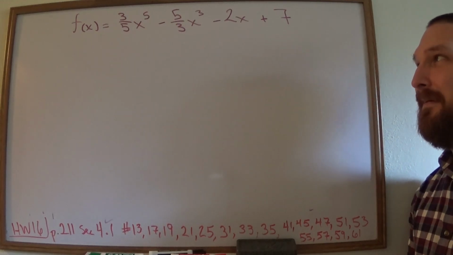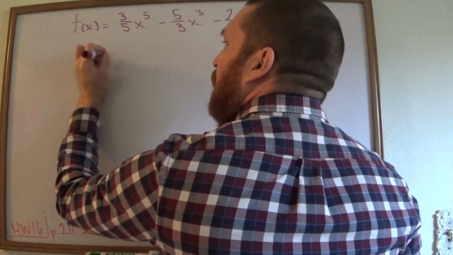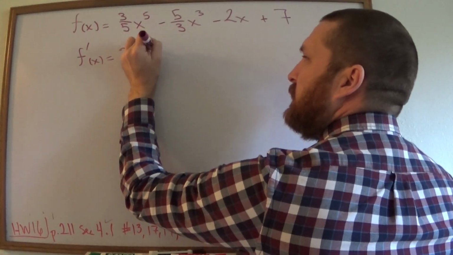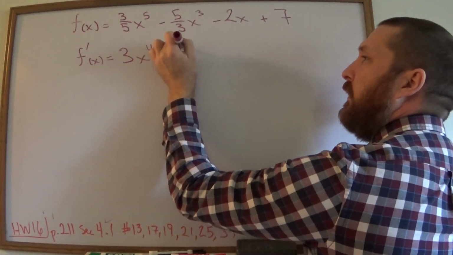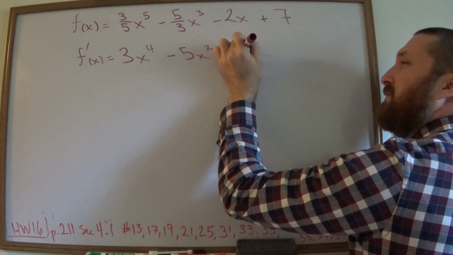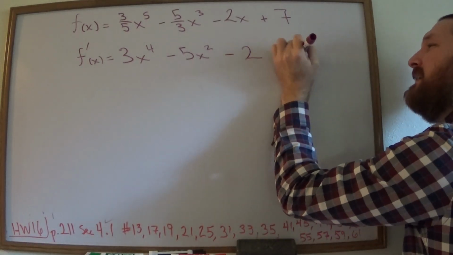What do I want to do? Take the derivative. So I'm going to take the derivative. What is the derivative of this thing? 3x to the 4th minus 5x squared minus 2. This is nice. It's almost as though I planned it out. Okay, and so I set that equal to 0.